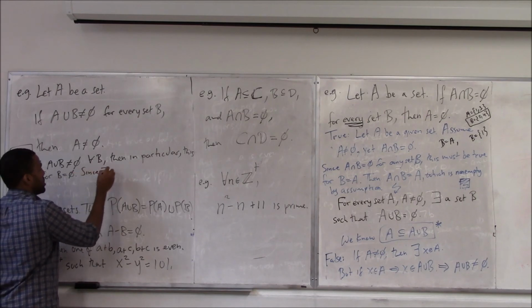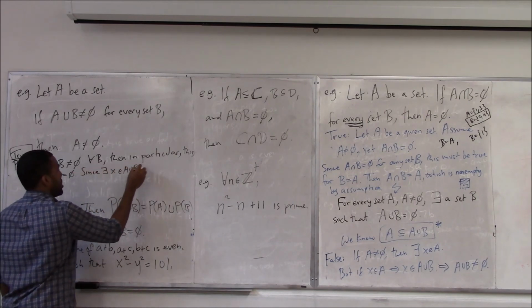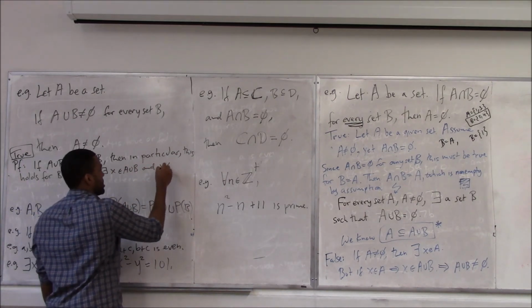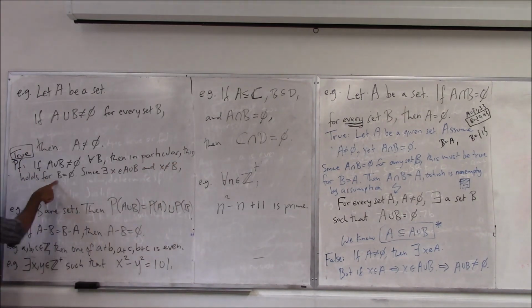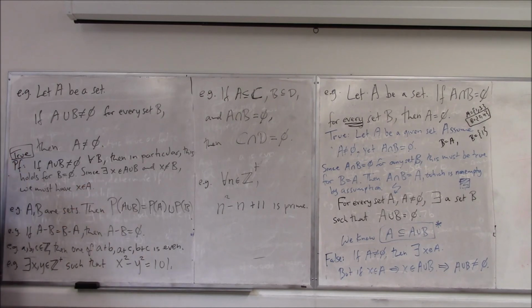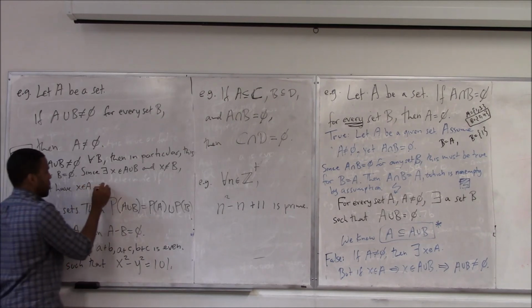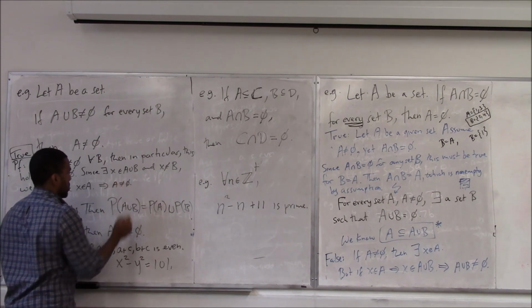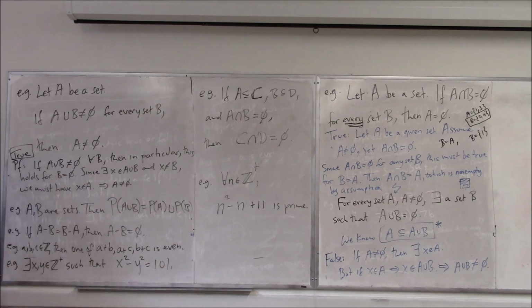Since there exists an X that's in A union B, and we know that X is not in B, because B is the empty set, we must have X in A. Does that argument work? This holds for all B, so it must hold for the empty set as well, if that assumption is true. And so that's the case.